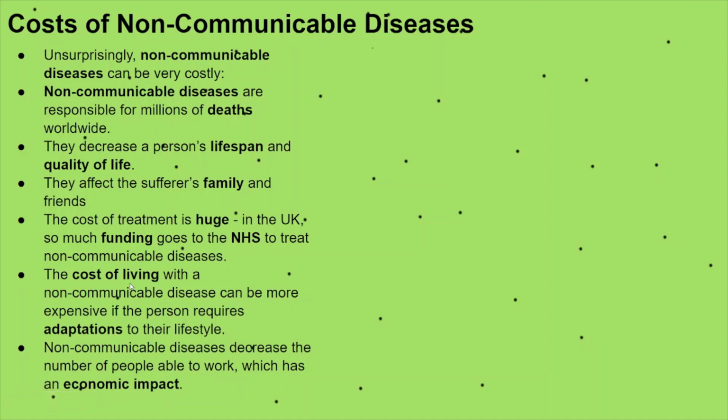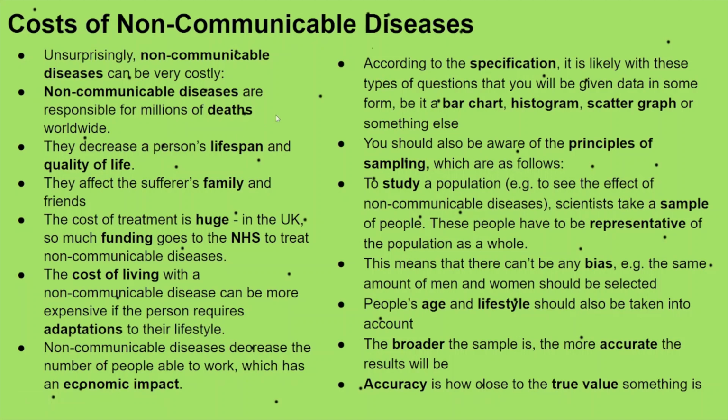And finally, as I mentioned a minute ago, this is a very scientific section. So around this point, you're very likely to be presented with a graph with data from non-communicable diseases. It could be a bar chart, histogram, scatter graph, any graph you might have seen before from maths. And you should also be aware of the principles of sampling, so how scientists collect that data for the graph. You could be asked about that.